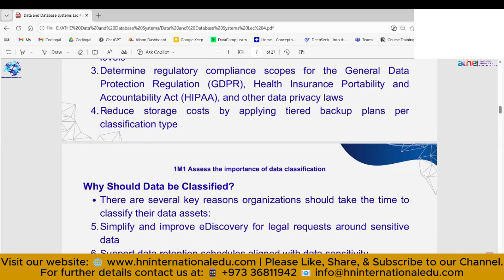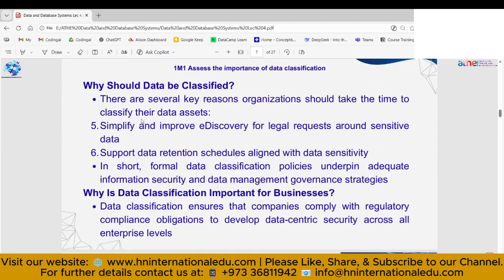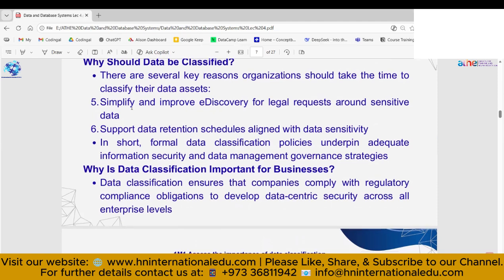The last one is to reduce storage costs by applying tiered backup plans per classification type. That means you need to store your data and have a backup plan, so that if something happens to the original, you at least have a copy of the data. And there are several other key reasons: simplify and improve e-discovery or legal requests around sensitive data, that means you can discover online, and support data retention schedules aligned with data sensitivity. So in short, formal data classification policies underpin adequate information security and data management and governance strategies.